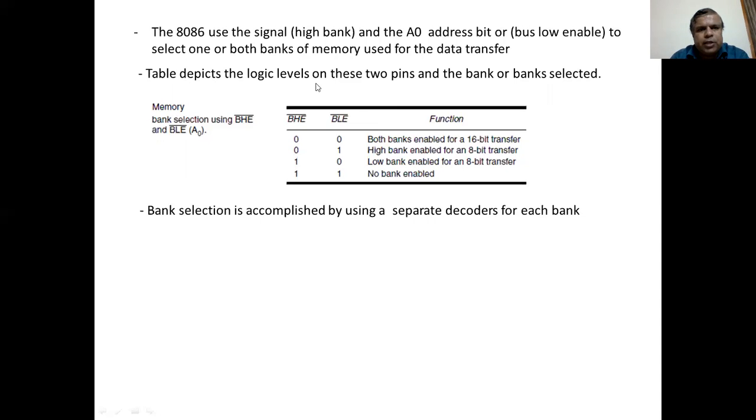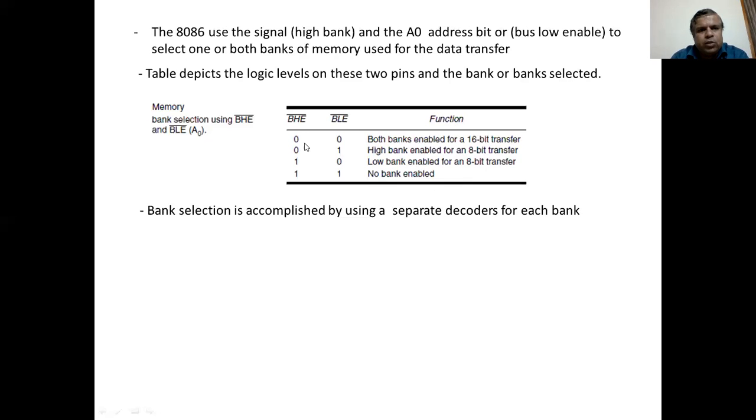This table depicts the logic levels on these two pins and the bank or banks selected. When the logic levels on these two pins are 0, 0, both banks are enabled for 16-bit data transfer. When the logic levels of these two pins are 0, 1, then which bank is selected? The high bank is enabled for an 8-bit transfer. When 1, 0, since BHE bar and BLE bar are active low, the low bank is enabled for an 8-bit transfer. And 1, 1, no bank is enabled.